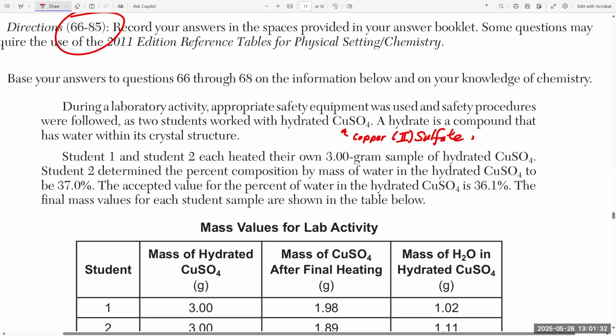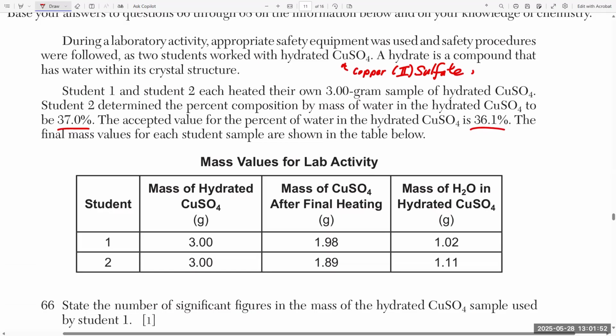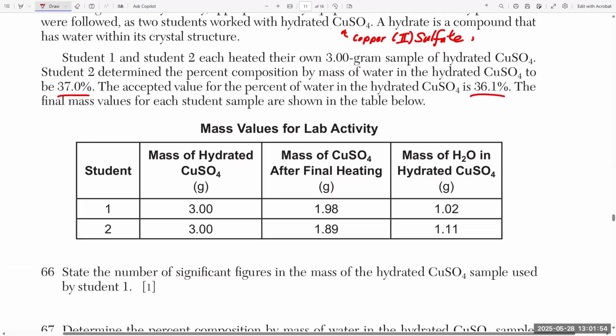Student 1 and student 2 each heated their own 3-gram sample of hydrated copper 2 sulfate. Student 2 determined the percent composition by mass of water in the hydrated copper 2 sulfate to be 37%. The accepted value is 36.1. So I'm smelling that they're probably going to make us do percent error somewhere. The final mass values for each student sample are shown in the table below.